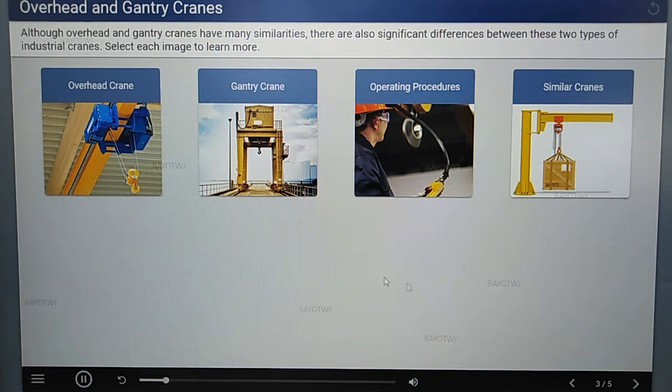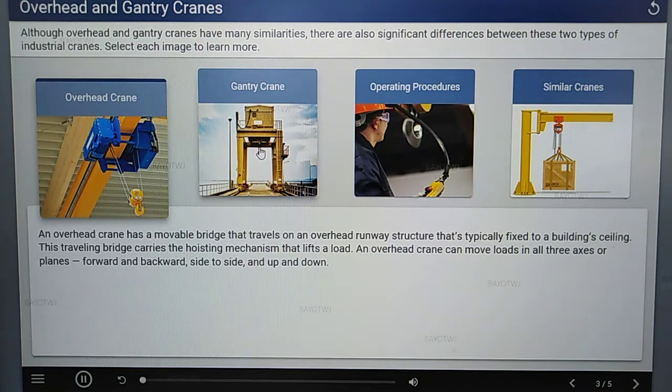Overhead and gantry cranes are the two most common types of industrial cranes. Although overhead and gantry cranes have many similarities, there are also significant differences between them. Select each image to learn more. An overhead crane has a movable bridge that travels on an overhead runway structure that's typically fixed to a building ceiling. This traveling bridge carries the hoisting mechanism that lifts the load. An overhead crane can move loads in all three axes or planes: forward and backward, side to side, and up and down.